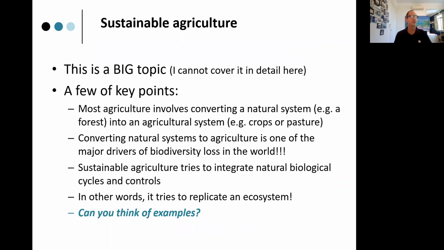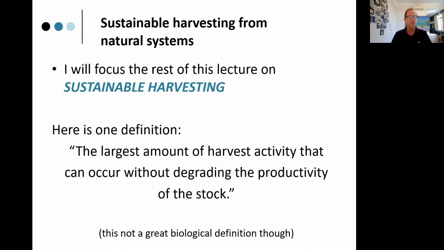So basically sustainable agriculture, as I said, I'm not going to go into. There's a few points there you can focus on, but I'm going to jump right into the natural processes. So here I'm going to focus for the rest of this lecture on sustainable harvesting of our natural resources, not agriculture. So the definition: the largest amount of harvest activity that can occur without degrading the productivity of the stock. So this is very much of a take mentality.